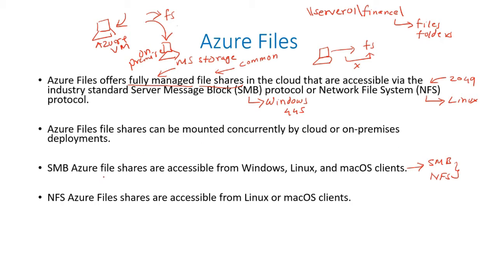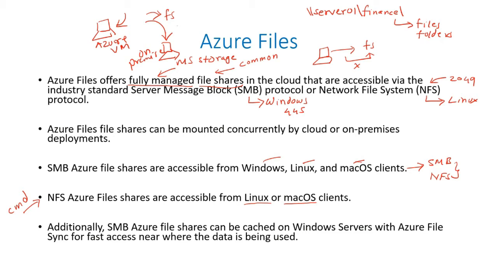But if you want NFS Azure file shares, there are some steps that we need to follow. There are some commands that we need to run to get the option for creating the NFS Azure file share. NFS file shares can be used only from Linux virtual machines as well as Mac OS clients. That's it, no Windows. But SMB Azure file shares can be accessed from Windows, Linux as well as Mac OS clients.